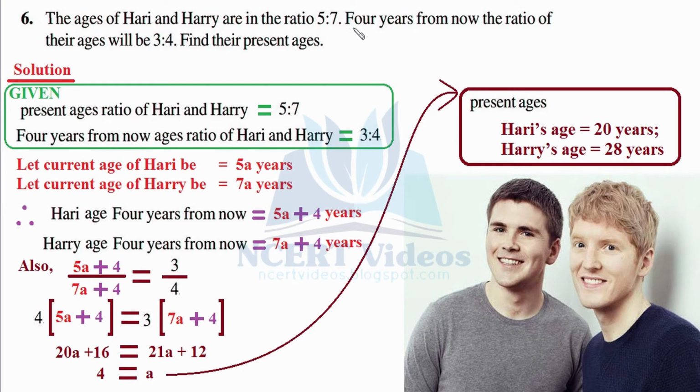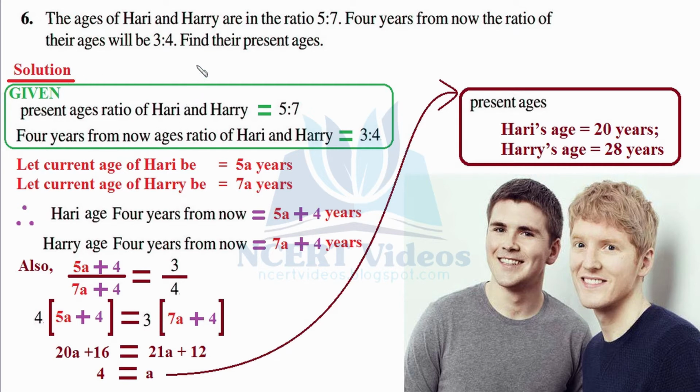And the second line says 4 years from now, that is after 4 years, their ratio would change and it will be equal to 3:4. The same has been written here. 4 years from now, ages ratio of Hari and Harry would be 3:4. No more further hints. With this, let's try to solve our question.